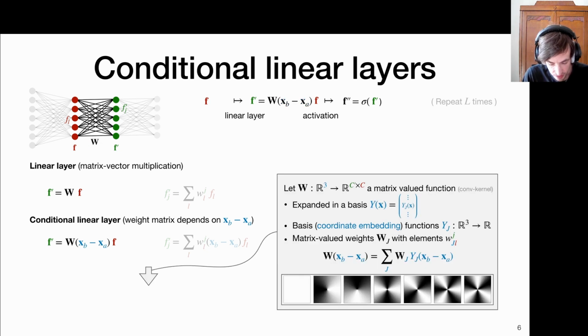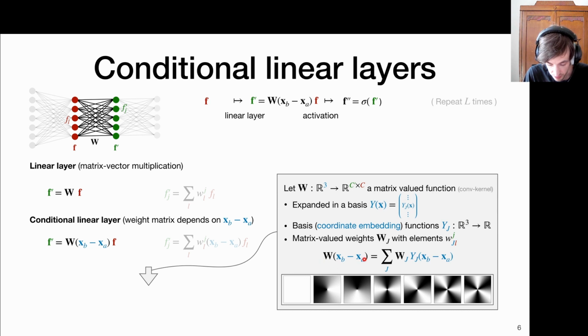Okay, so what we're going to do next is expand this matrix valued function, because this W is really a matrix valued function which takes every relative position and spits out a matrix, right? A matrix that is then being used in this matrix vector multiplication. So we're going to expand that in a particular basis. So suppose we have a basis that only depends on this Euclidean offset vector, right? So a Y of x. It could be these circular harmonics that we've seen before, or actually spherical harmonics maybe in the 3D setting.